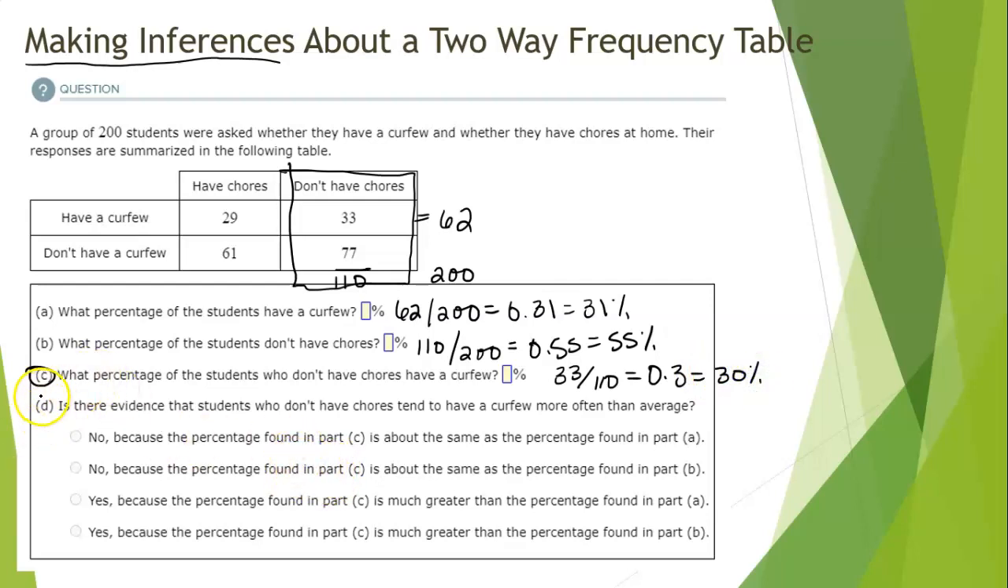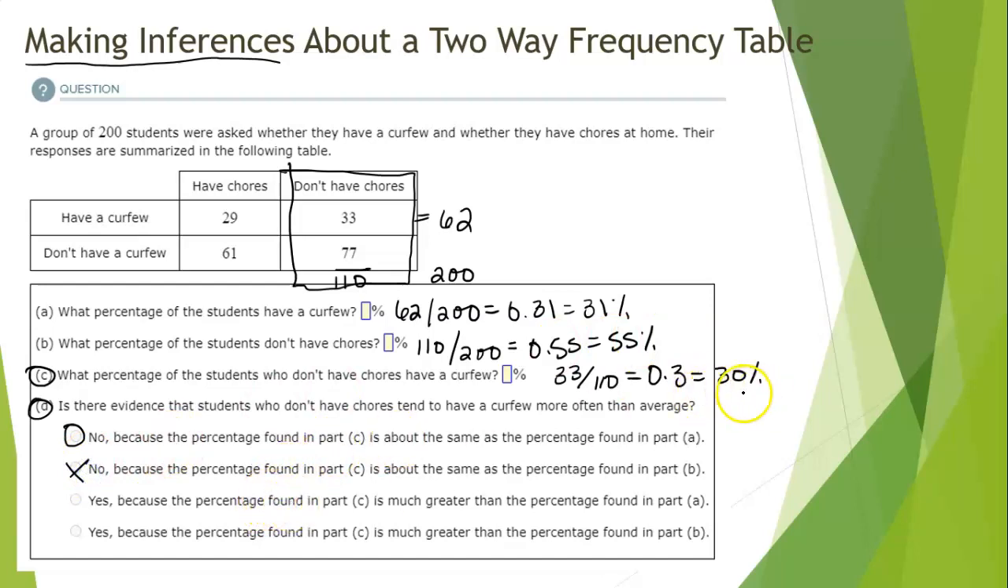Now we've calculated all those percentages so that we can make some inferences. So what we want to know is, is there evidence that students who don't have chores tend to have a curfew more often than average? So the first one says no, because the percentage found in part C is about the same as the percentage found in part A. That seems possible, so I'm going to circle that, but check the rest. No, because the percentage found in part C is about the same as the percentage found in part B. No, I don't agree with that. 30 is not about the same as 55.